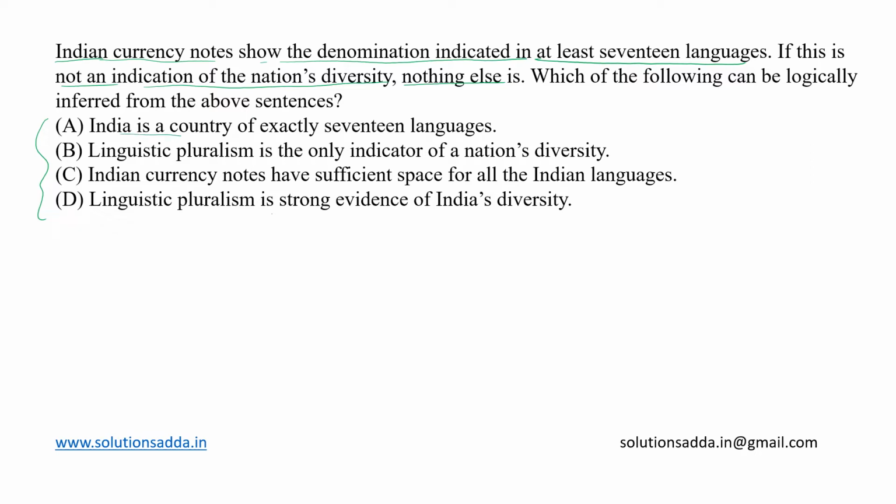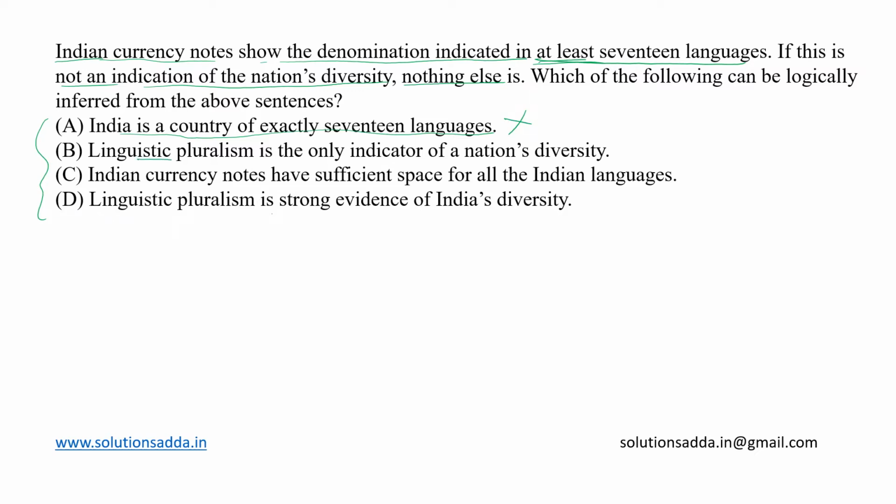India is a country of exactly 17 languages. Now, this fact may or may not be correct, but it is definitely not being implied from the given statement. It is simply stating that the denomination is indicated in at least 17 languages. It is not talking about how many languages are existing in the country. So, this sentence is incorrect. It is not being implied from the given statement.